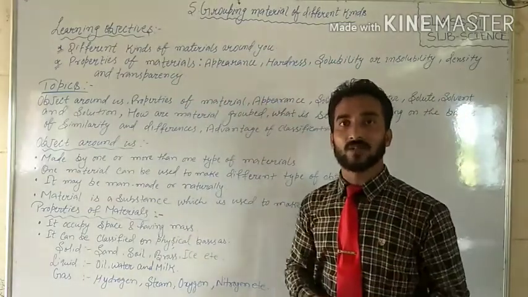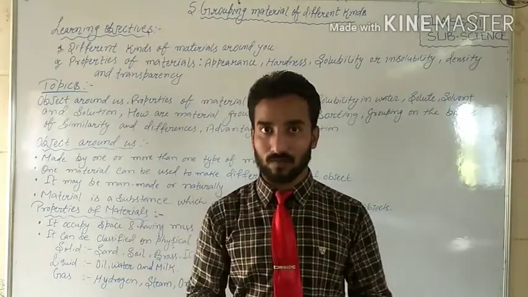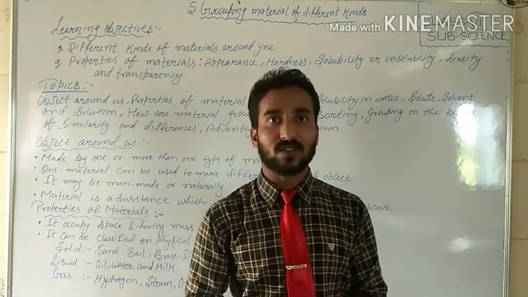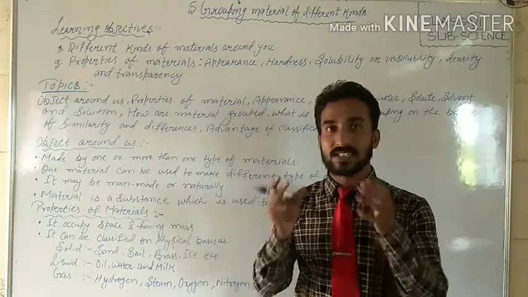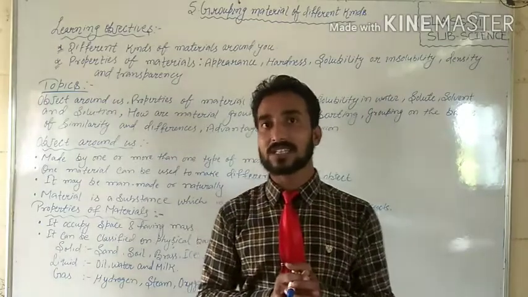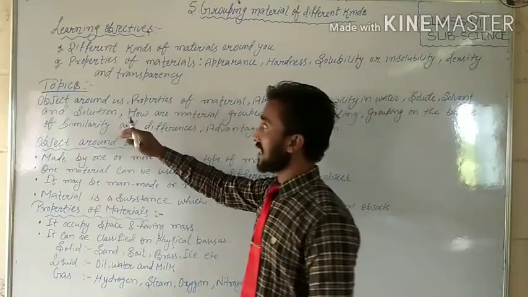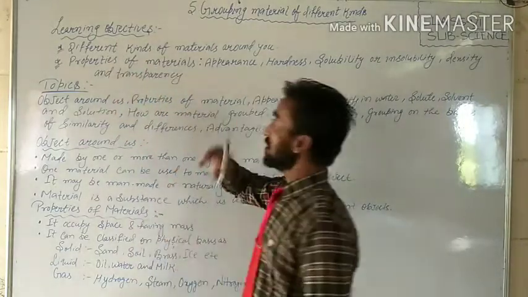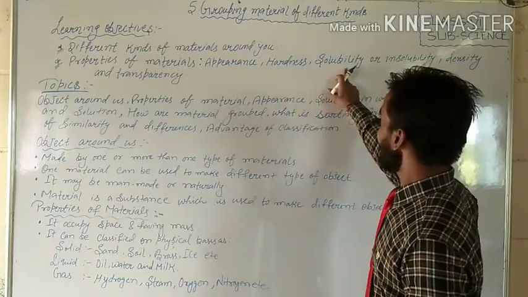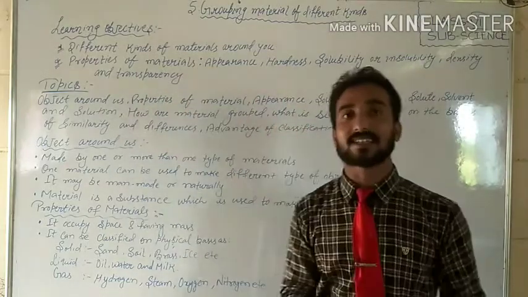If I ask you, just list out the names of materials which are around the room. Students, just do it as classwork. Consider it and list out all the names of the materials which are in your room. Okay, students? After that, the second learning objective of this chapter is the properties of materials. Properties of materials, that is appearance, hardness, solubility or insolubility, density and transparency.